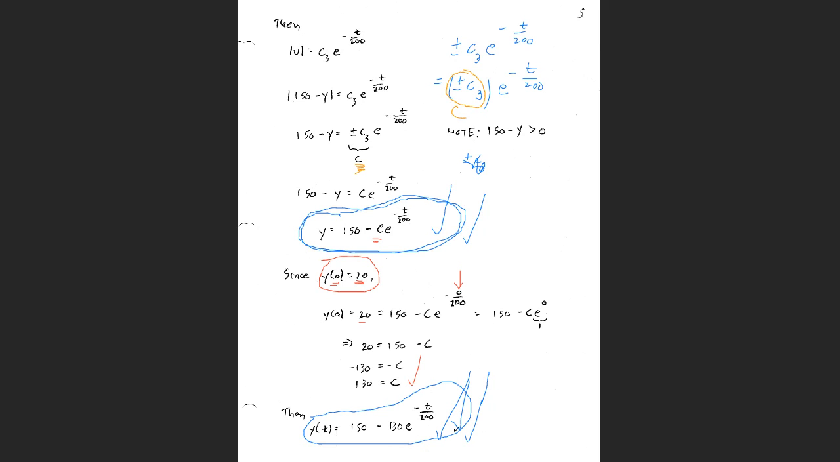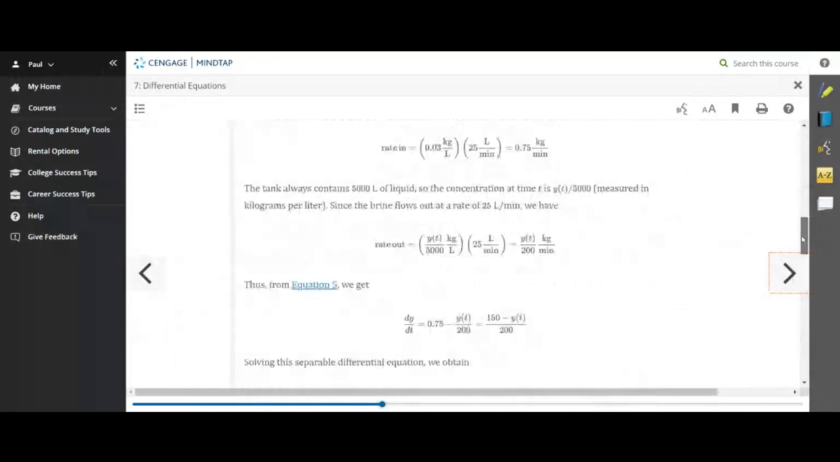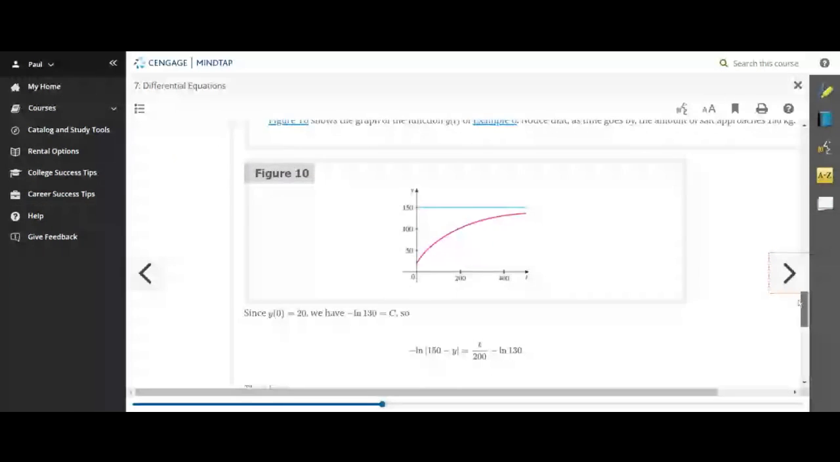Let me ask you this. Now we've got to answer the question at hand. But if we were to graph this, maybe let me just bring up the ebook. We're actually doing example 6 here. So let me bring up the ebook real quick, and we'll answer the question here. This is a mixing problem that we're doing. Here's a picture.